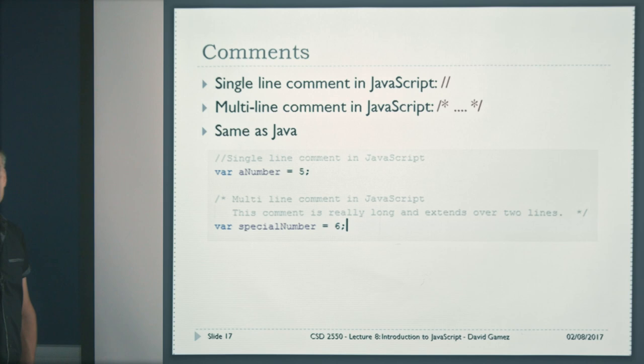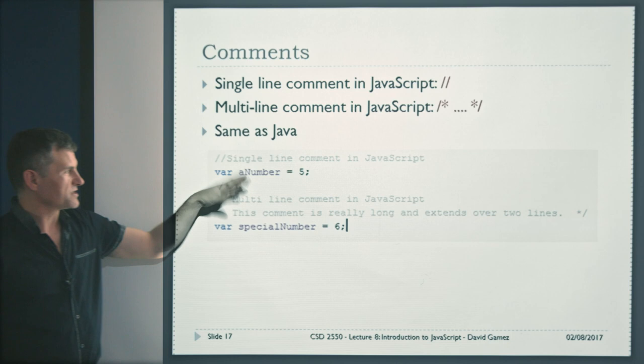Comments in JavaScript work the same way as Java, the same way as PHP. You just have a single line comment with two slashes at the beginning of it. For multiple line comments, you have a slash star at the start and a star slash at the end.